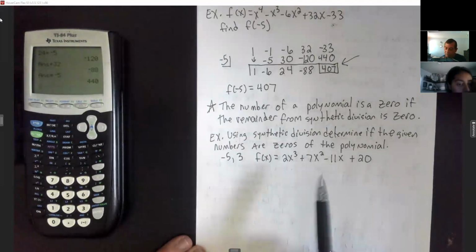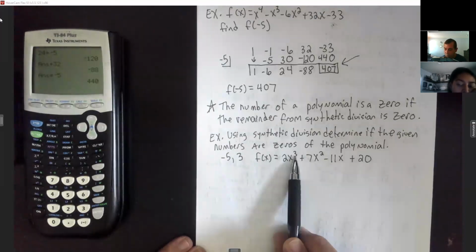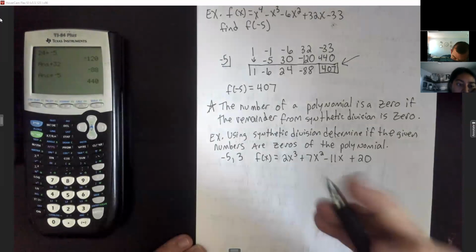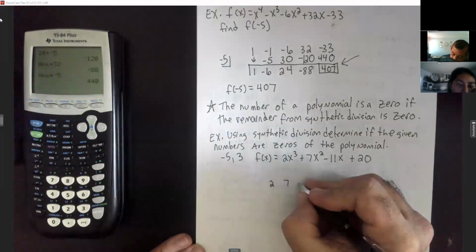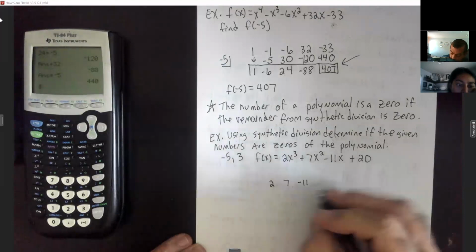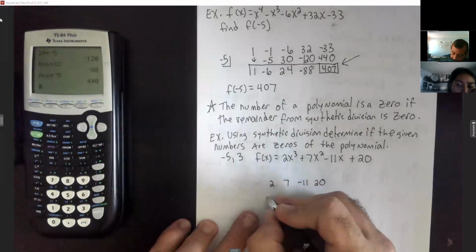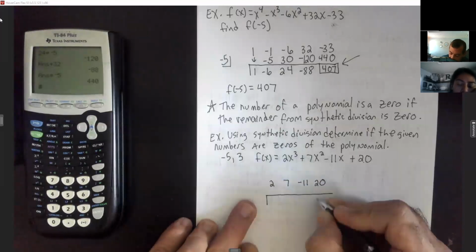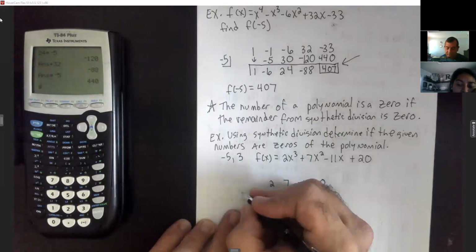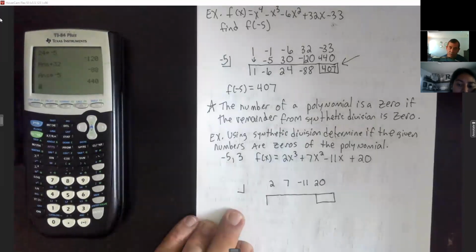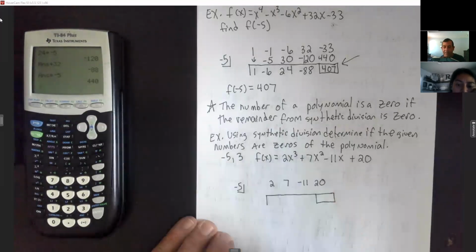So what we want to do is write our coefficients. Exponent 3 plus 1 is 4, so I need 4 numbers. So I got a 2, 7, negative 11, and a 20. I'm going to draw my box, and then find my C. And the C is going to be those numbers they're giving me. So the first one I'm going to try is my negative 5.